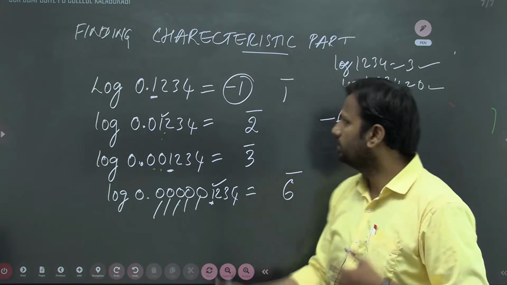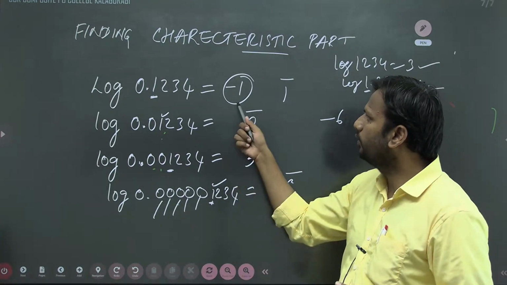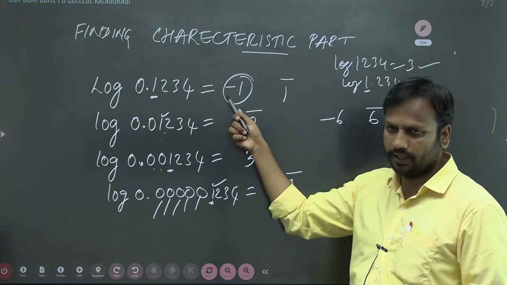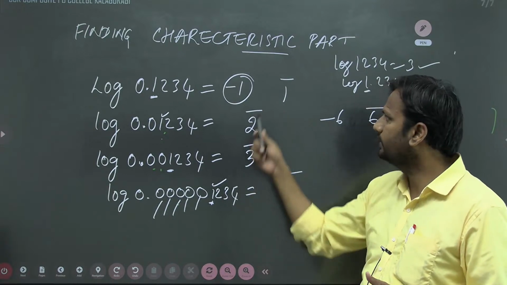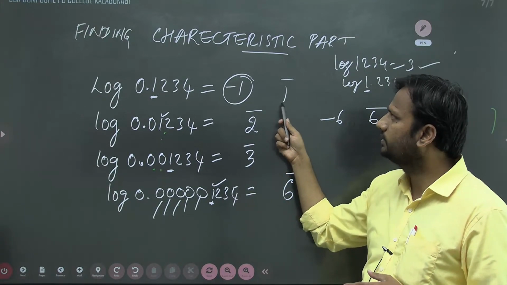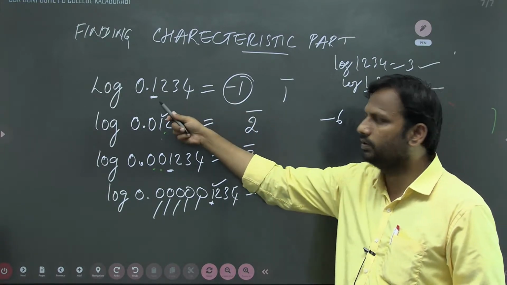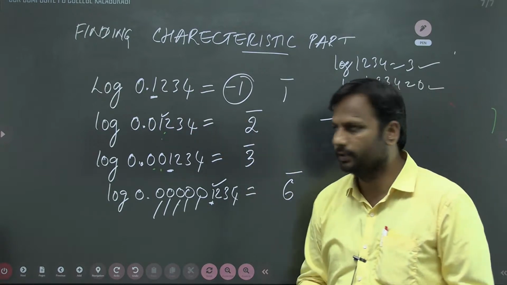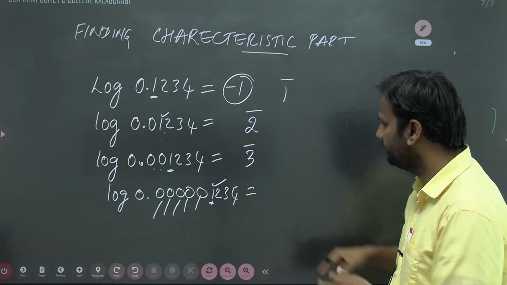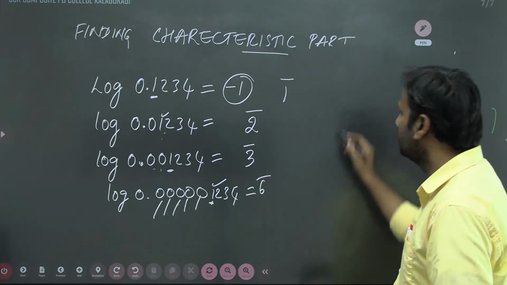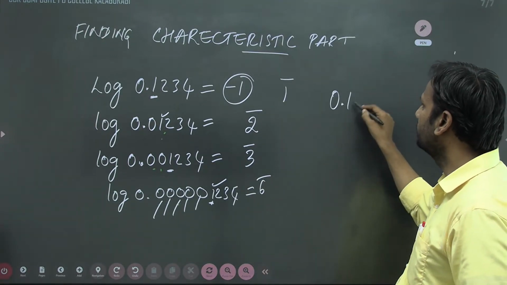Got it? Now you see, how have you written this 1 bar, -1, -2, -3, -6? In what sense are you writing this characteristic part for this logarithm value? Let me explain here, the same school-level form, students. It is 6 bar we got here. So now go for the first logarithm value here.